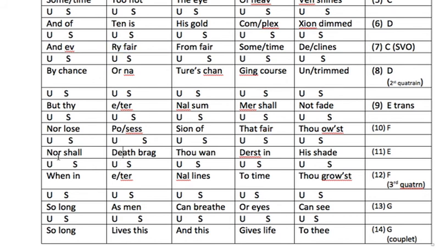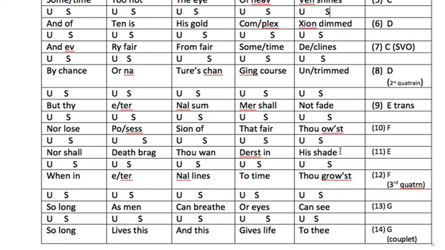Let's keep reading. Nor shall death, capital D, brag thou wanderest in his shade, when in eternal lines to time thou growest. And this word "when" is as important for this quatrain as the word "but," because the "when" suggests under what conditions all these things will be true. So first of all, before we get to the "when," nor shall death brag thou wanderest in his shade. This word shade is interesting because it creates a contrast.